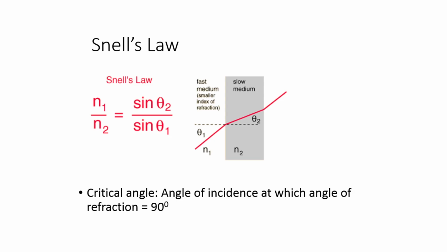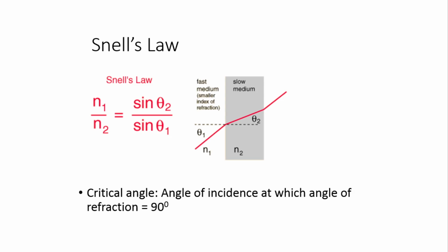If you observe in the diagram, there is a fast medium and there is a slow medium. In the fast medium, there is a smaller index of refraction, that is theta 1 and n1, and in the slow medium, a greater refractive index, that is theta 2 and n2.